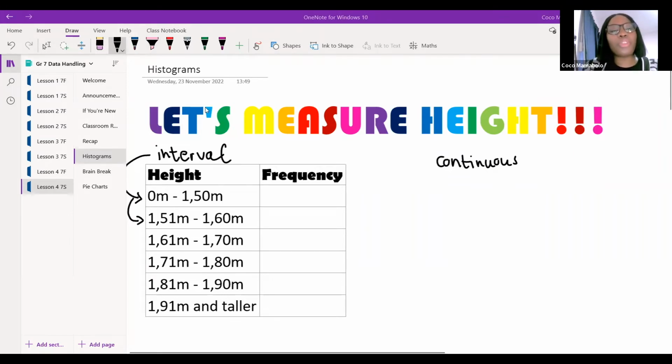All right, so from the results over here, we can see that the frequency, or the amount of people, in the 0 to 1,5 interval is 2 people. Between 1,51 and 1,6, we've got 6 people. Between 1,61 and 1,7, we've got 8 people. Between 1,71 and 1,8, we've got 5 people. 1,81 to 1,9, 3 people. And 1,91 and taller, 5 people.